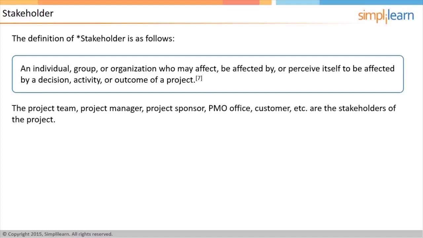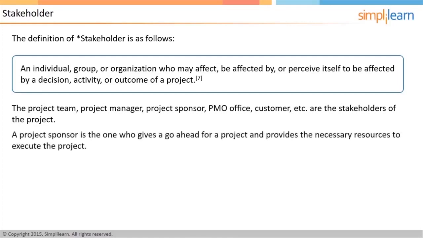are the stakeholders of the project. A project sponsor is the one who gives a go-ahead for a project and provides the necessary resources to execute the project. Therefore, the head of projects in the organization who provides a green signal to start a project and allocates required resources to the project is the project sponsor. A project sponsor is usually somebody placed high up in the organizational hierarchy of the performing organization, that is, the organization in which the work of the project is being carried out.